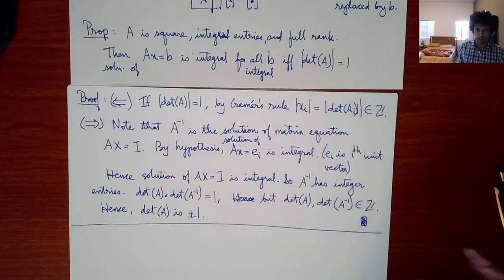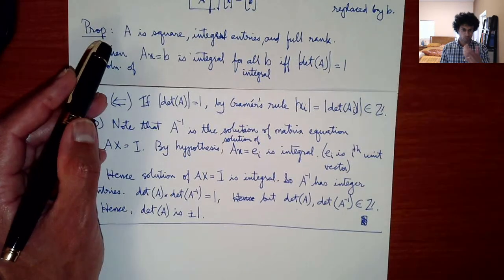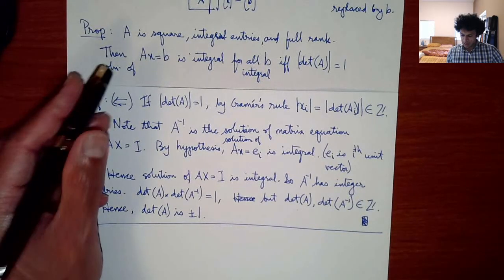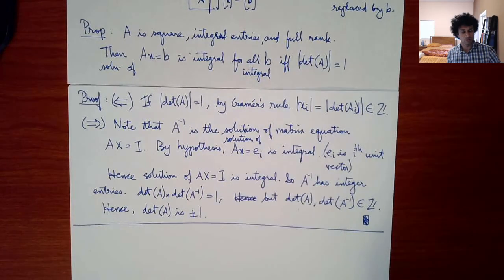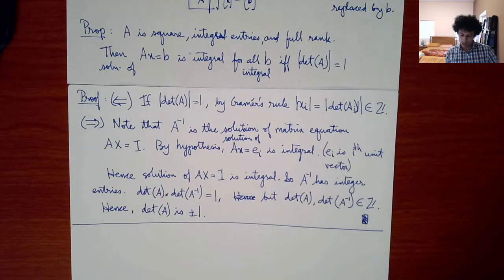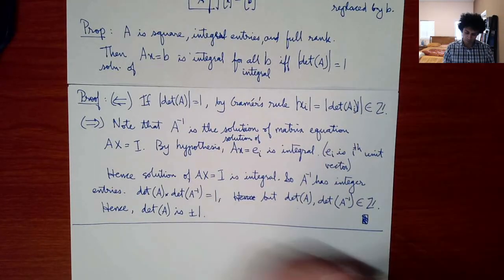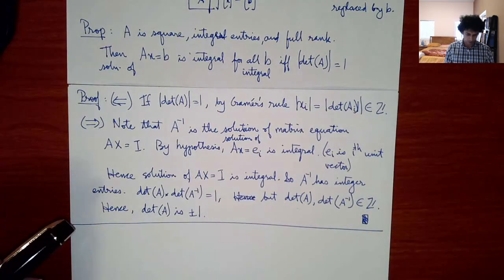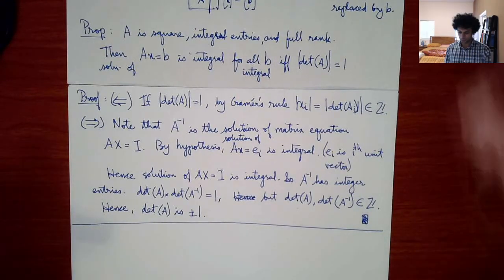Okay, this is a fairly simple proposition. So if A is square, it has integral entries and it has full rank. And the reason we needed all of these conditions is so that we can apply Cramer's rule. Then the solution of Ax equal to b is integral for all integral b if and only if the determinant of A has an absolute value of 1. Okay, and you see, we got a 1 over here. Absolute value being 1 is very related to total unimodularity, so we just have to build on this and we will get our proof.